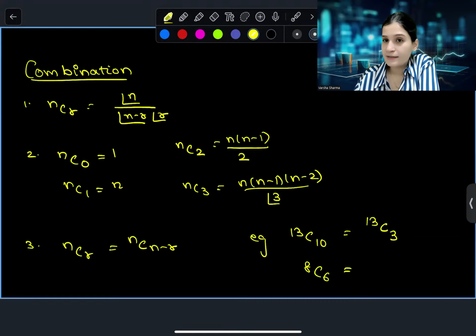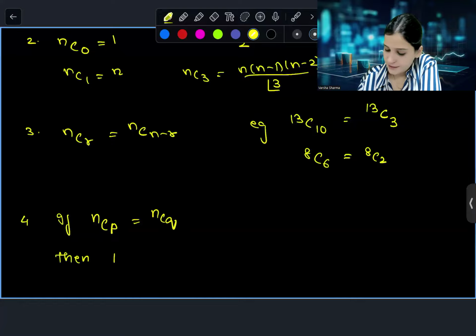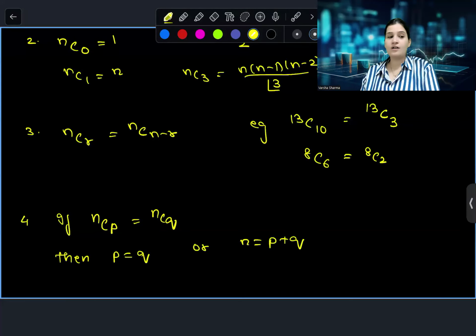8C6 will be the same as 8C2, ma'am. Next, if two combinations are the same, NCp equals NCq, then either p and q are the same, or n is equal to p plus q. So either the two combinations would be the same, or they'll add up and give you the total.